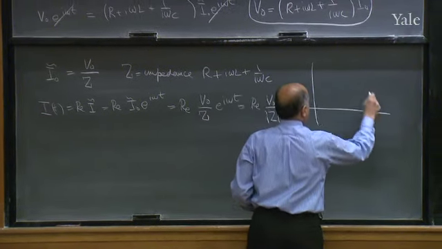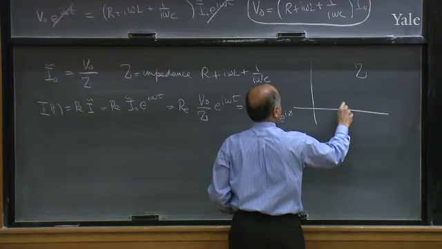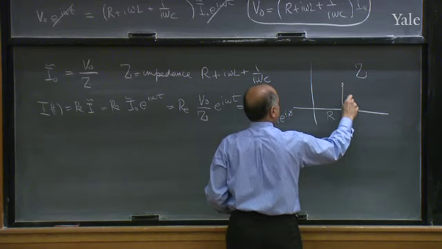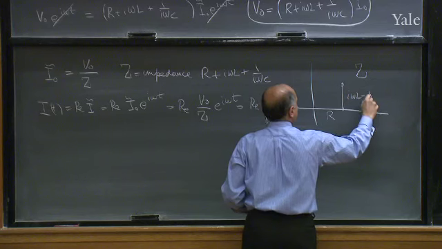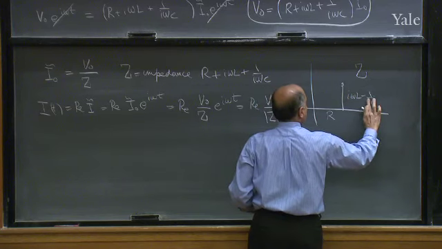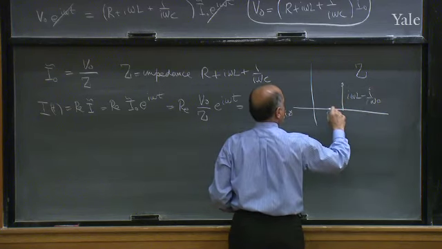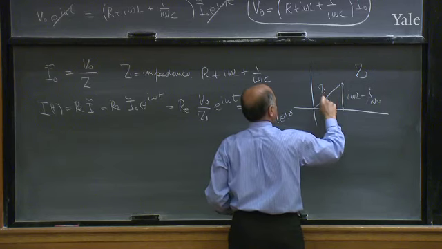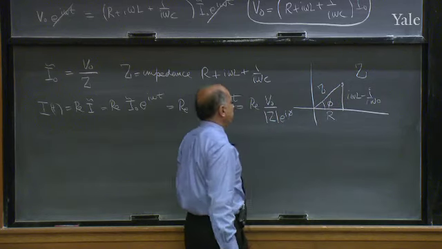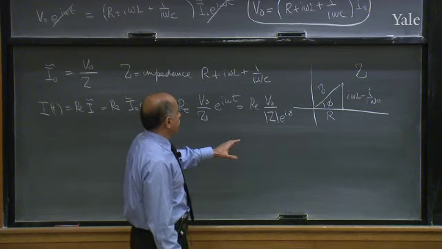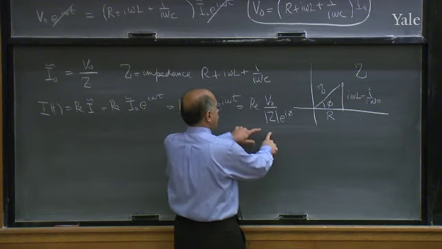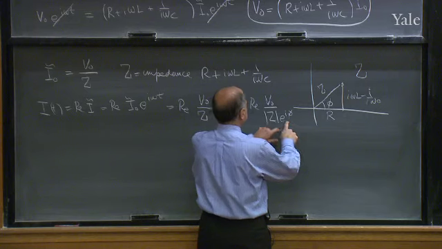So I'm saying imagine the complex number Z plotted this way. This is R. This is I omega L minus 1 over I omega C. And this is the complex number Z. This is the angle phi. Then you write the same complex number in polar form as the modulus and e to the I phi.